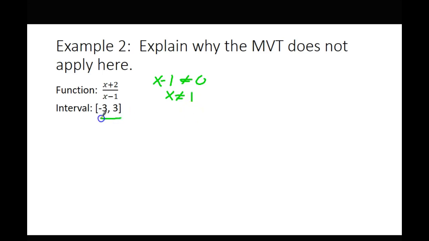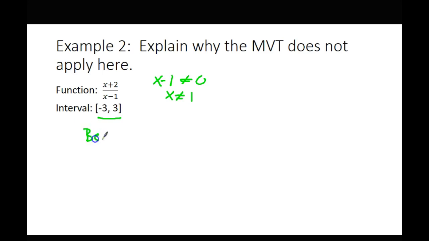Is 1 in this interval? Yes. Now, if it wasn't, then we don't have a problem. We could do the MVT and actually do this problem. But since 1 is actually on the interval, it may be the case that the one place where that instantaneous rate of change would match the average is right where that discontinuity is, so we can't be sure that that value of c exists. So we're going to say, explain why the MVT does not apply.